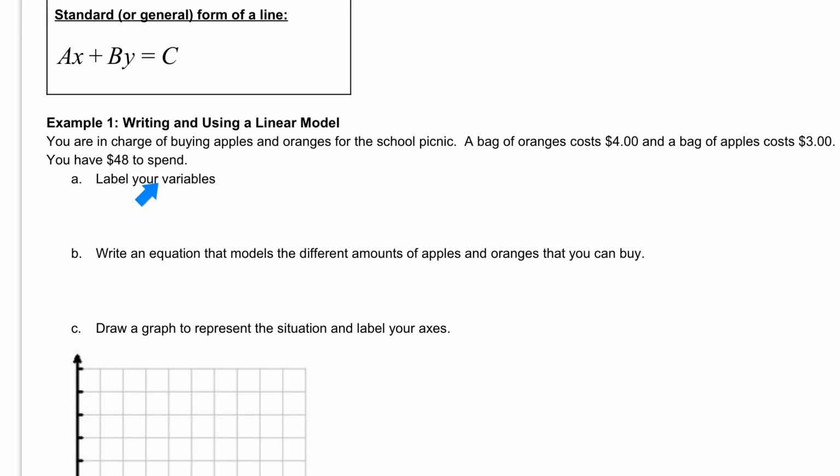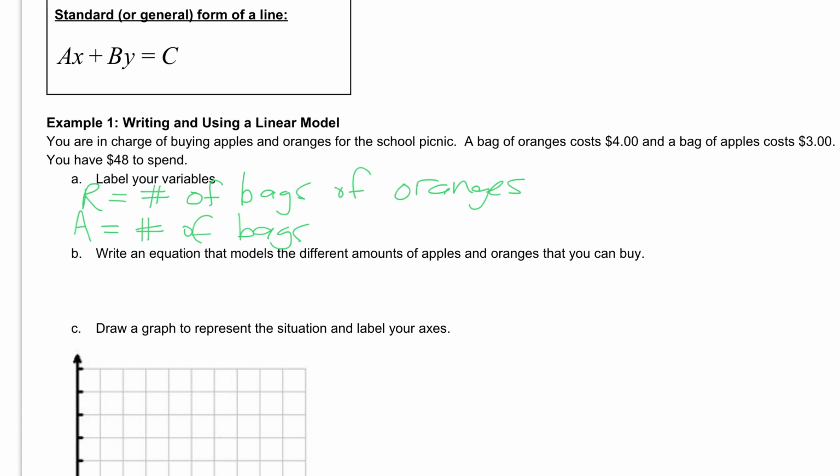The first thing we have to do is label our variables. So we have to figure out what we're talking about. So we're talking about buying apples and oranges for the picnic. So we know the cost of the oranges, which means we need to know the number of bags that we need to buy. So let's let R equal the number of bags of oranges. And then the other thing we're talking about are apples. So we'll let A equal the number of bags of apples.